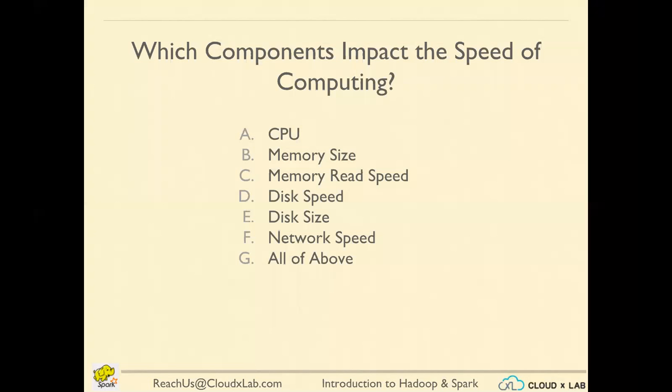Which components out of CPU, memory, disk, and network impact the speed of computing? That's right. All of the above. It's a very important thing to understand that it's not only the CPU, it's not only Intel, or it's not only dual core or quad core that matters. The other components also matter when it comes to computing.